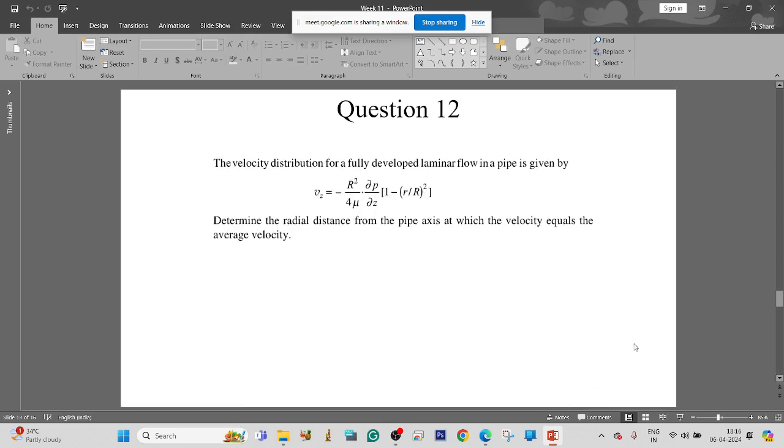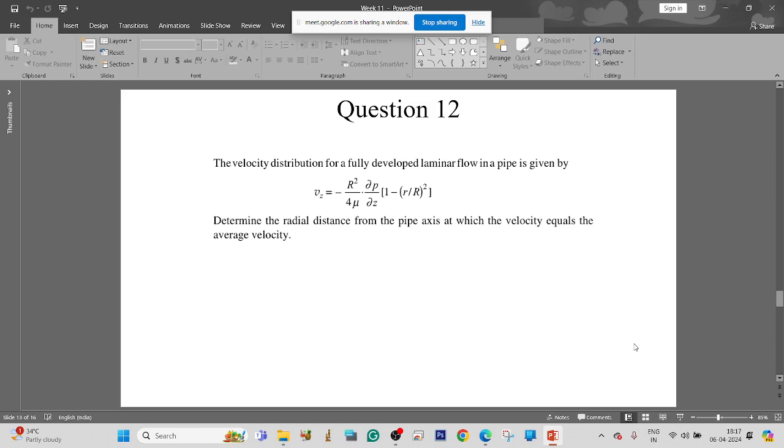So the velocity distribution for a fully developed laminar flow is given, and we have to determine the radial distance from the pipe axis at which the velocity equals the average velocity. We'll find the average velocity first, using the formula for that. We'll equate both of them, and from there we'll find the radius. It's very simple. So let us solve this.